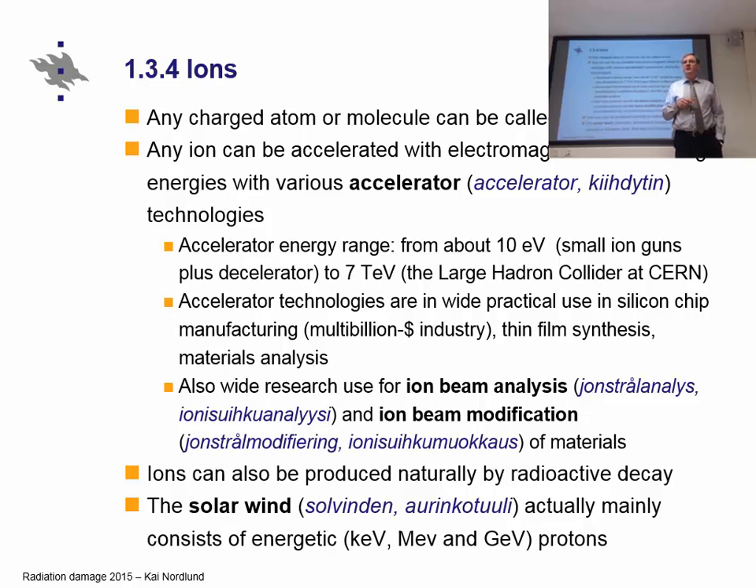And the accelerators which are used, their energy range is quite wide. From about 10 electronvolts, which are small ion guns, they can be fist size, to extremely high energies, the current record being the Large Hadron Collider at CERN, which accelerates ions, protons and lead ions, with protons up to 7 tera electronvolts, which is a huge energy in particle physics terms.